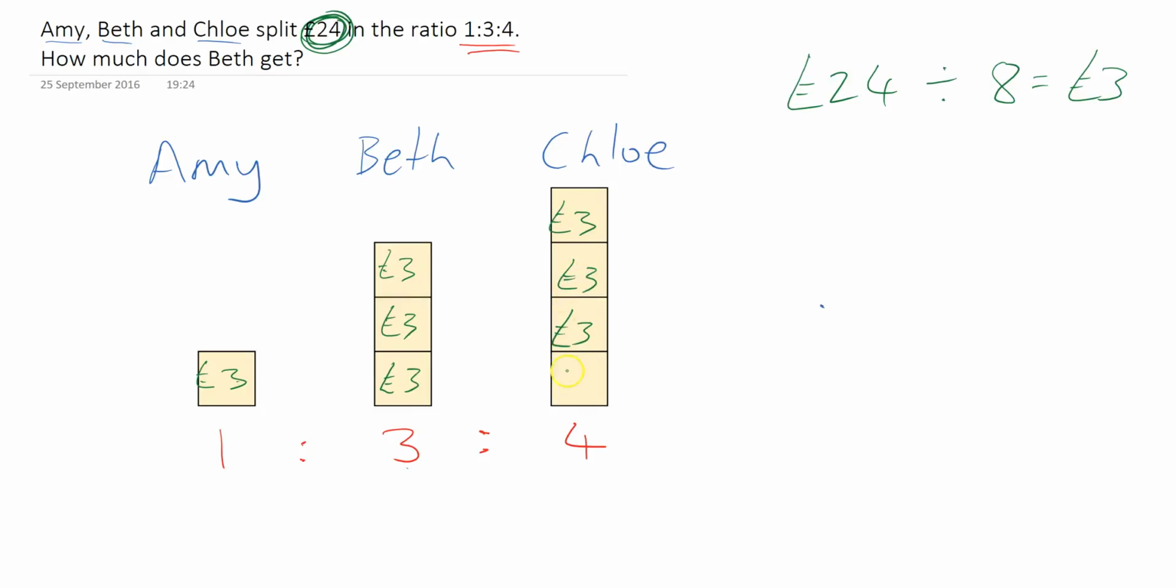And then we can use this to answer any sort of question. In this case, the question asks how much did Beth get. Equally, a question could ask how much Amy would get, or how much Chloe would get. But in this case, we're asked how much Beth gets.